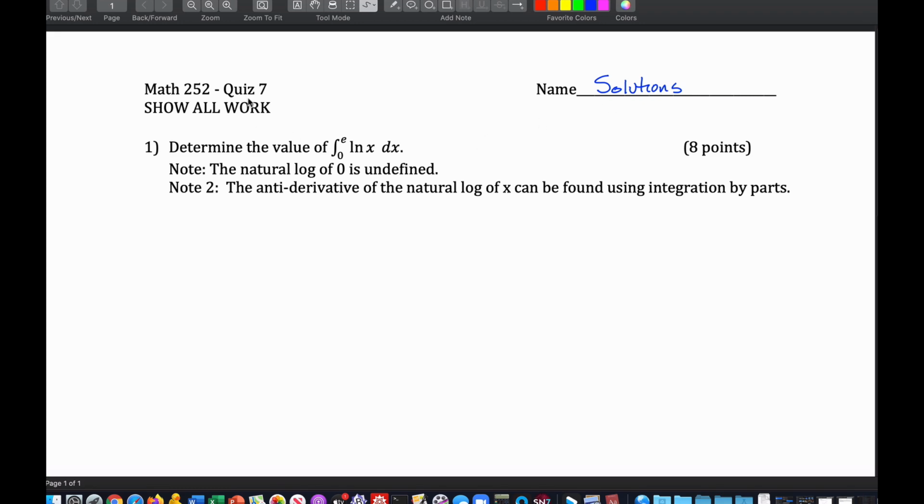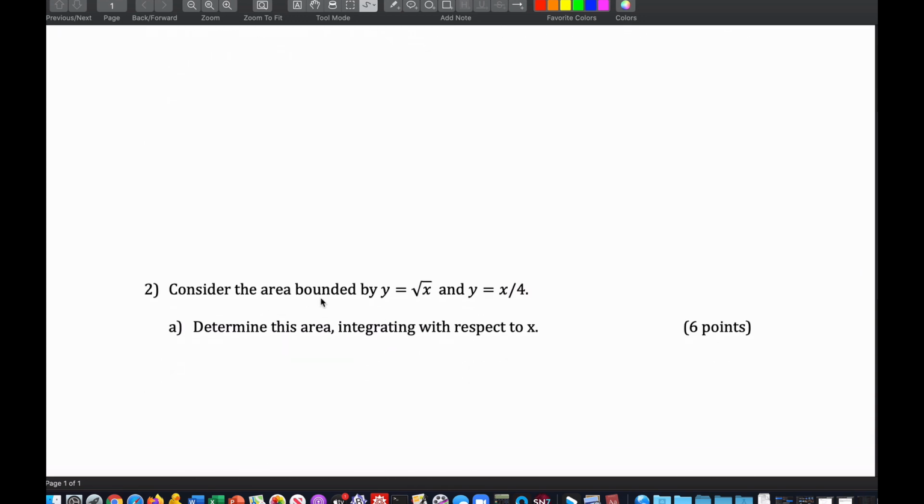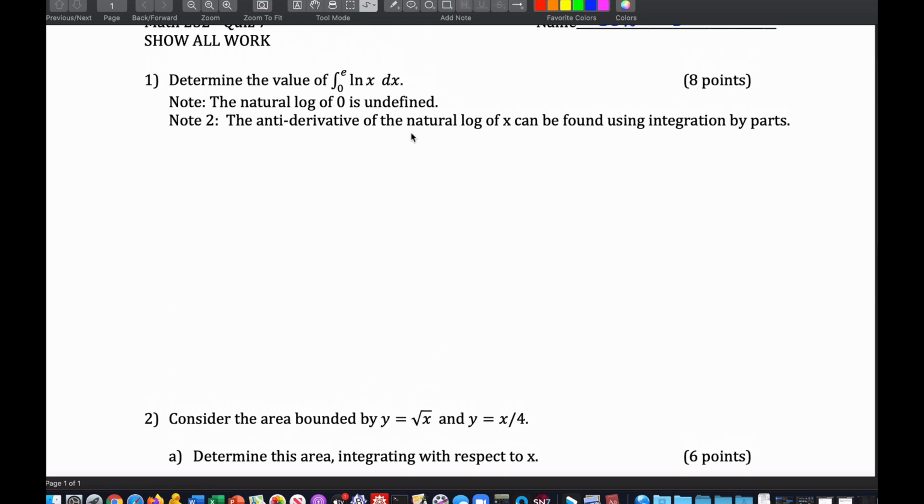All right, here are solutions for quiz 7 for Math 252. Two different questions on this quiz. First one dealing with improper integrals, 5.10 in your book. And the second one dealing with area bounded by curves, so 6.1 in your book.